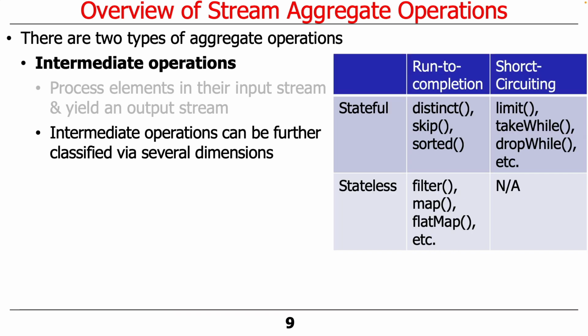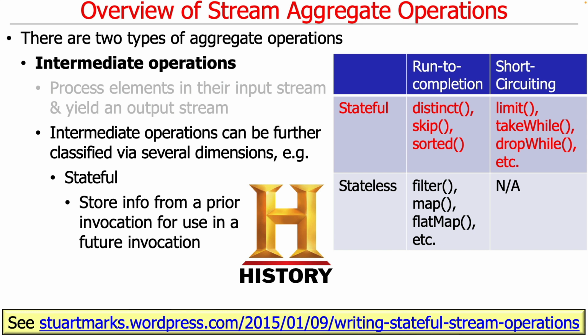And it turns out that there's a way to classify these intermediate operations by several dimensions. So you can classify them by whether they are stateful or stateless. And stateful just means, do they store information that's needed to be able to carry out the behaviors as the program is running in the stream. So for example, there's stateful operations like distinct, skip, sorted, limit, takeWhile, dropWhile. These things need to take into account the state of what's occurred in order to be able to do their thing. A simple example would be sorted.